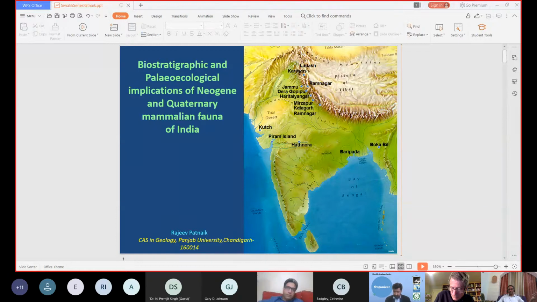The main Neogene and Quaternary localities in India are along the Himalayan foothills, that is the Siwaliks. Some, we include Karewas also, because they are the Pliocene sediments there. And then up in the Himalayas we have Ladakh, where also we have some late Oligocene, early Miocene material coming. So besides the Himalayas, we also have stuff from peninsular India.